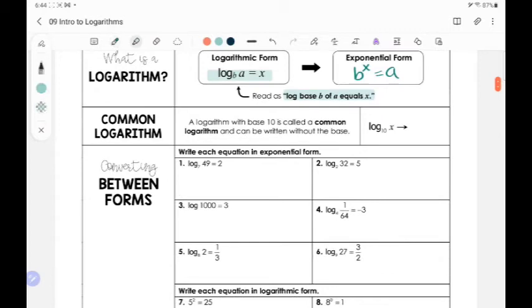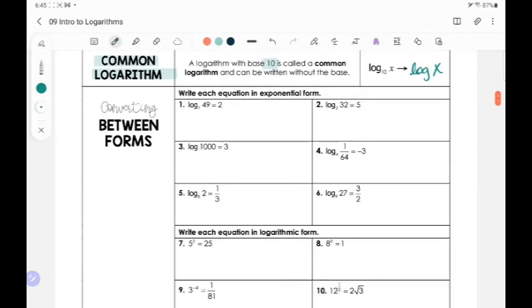First thing, or second thing, we want to know is what's called a common logarithm. A logarithm with a base 10 is called a common logarithm and can be written without the base. So log base 10 of x would just be written log x. If you see a log without a base, that means it's a log base 10. Just need to get that in your memory.